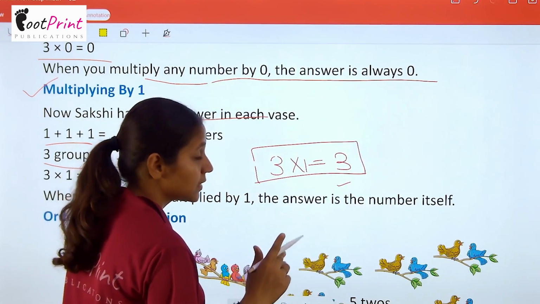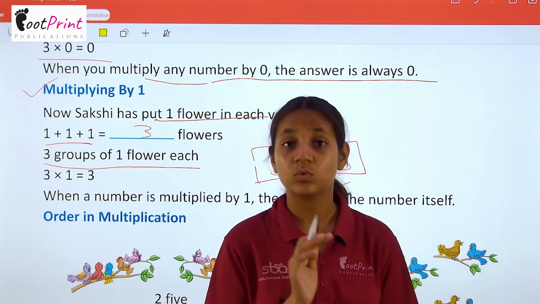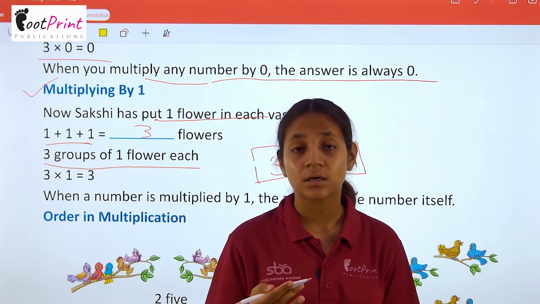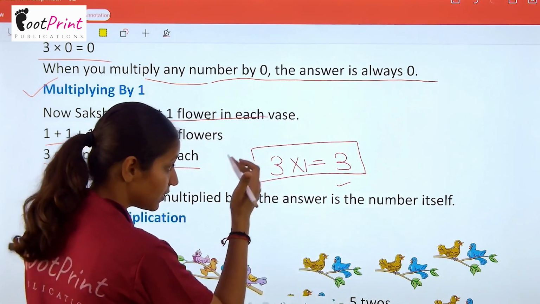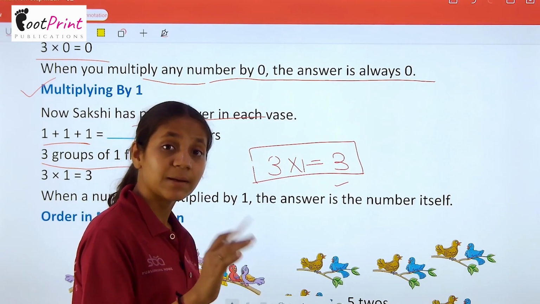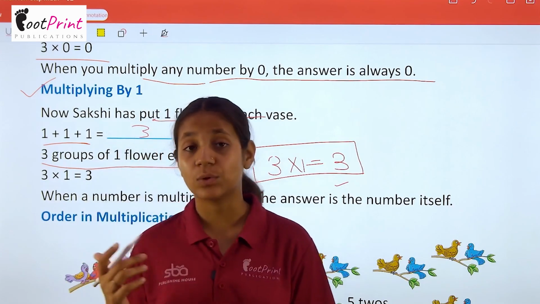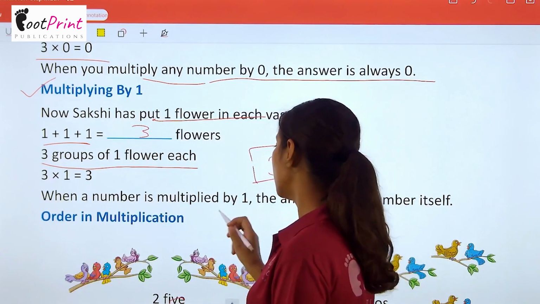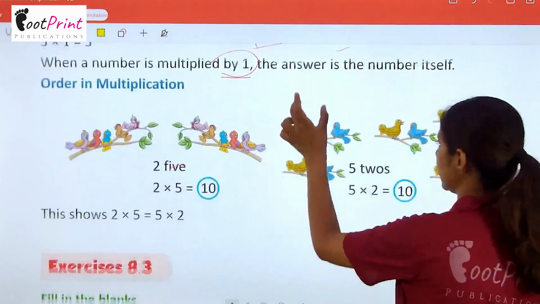That means when we are multiplying a number by 1, what we are getting? We are getting the number itself. Okay, that means 3 multiplied by 1 is 3. 4 multiplied by 1 is 4. 7 multiplied by 1 is 7. That means we conclude that when a number is multiplied by 1, the answer is the number itself.